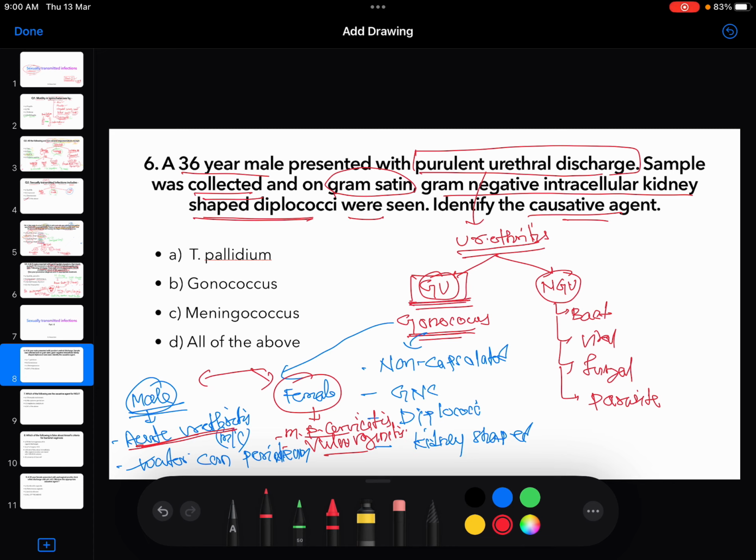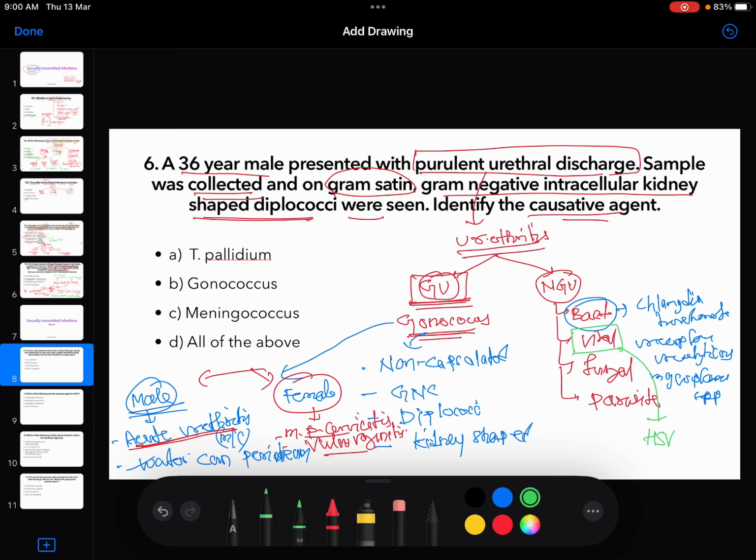Okay. In non-gonococcal urethritis, what are the bacterial causes? There are Chlamydia trachomatis, Ureaplasma urealyticum, and Mycoplasma species. These are the bacterial causes of non-gonococcal urethritis. What are the viral causes? That is the herpes simplex virus.